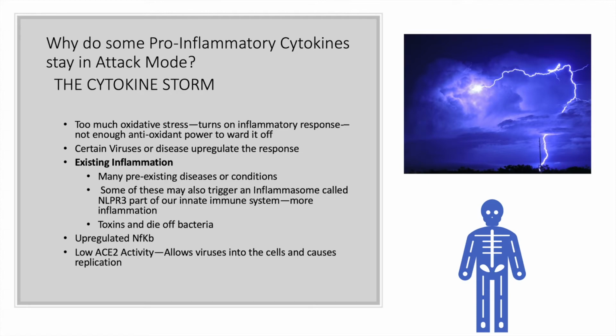There are a couple of terms that we're going to go over in detail. One is NLRP3. It's an inflammasome. It's part of our innate immune system. It can create more inflammation. Upregulated NF-kB, which we're going to go over in detail. And then low ACE2 activity. That also can create more activity and a more robust, again, cytokine storm.